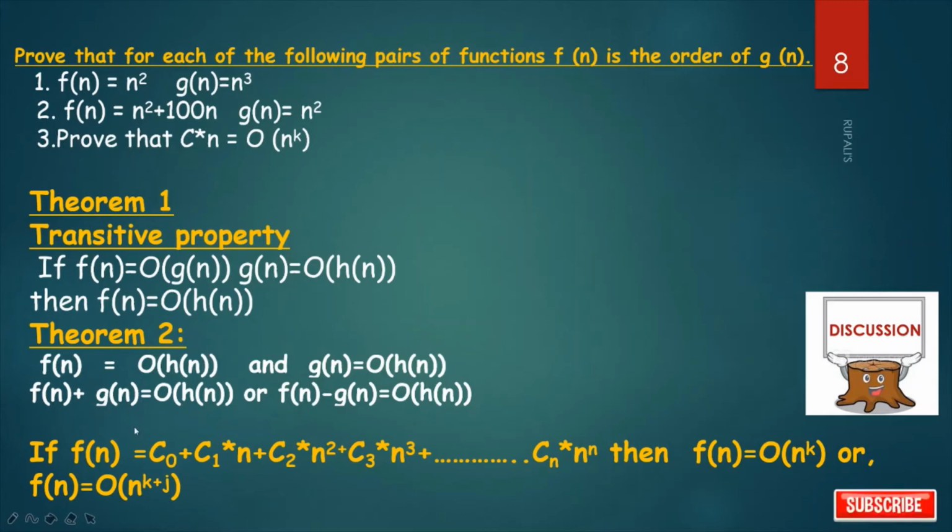And if f(n) equals c0 plus c1 times n plus c2 times n square, in this way finally cn times n to the power k, then f(n) is order of n to the power k, or f(n) is order of n to the power k plus j, any greater order.